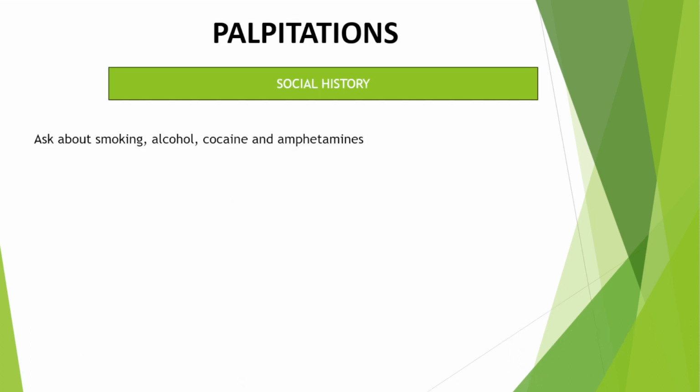Then there is social history. We will especially ask about smoking, because it causes ischemic heart disease and can cause palpitation. Alcohol is directly toxic to heart muscle tissue, causing palpitation. Cocaine, again, has sympathomimetic actions and causes palpitation. Amphetamines also have sympathomimetic actions and can cause palpitation.